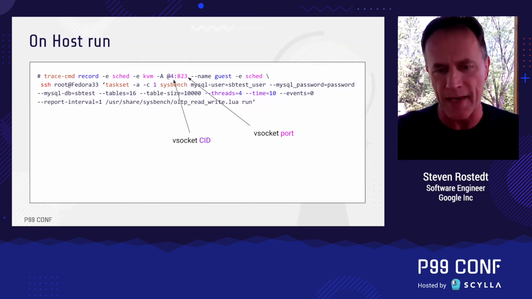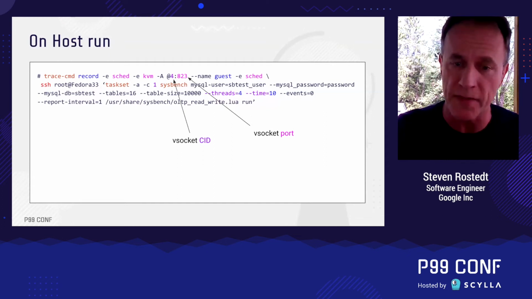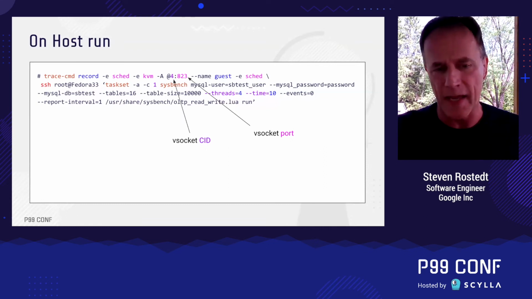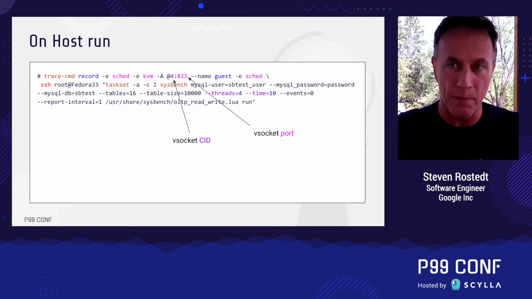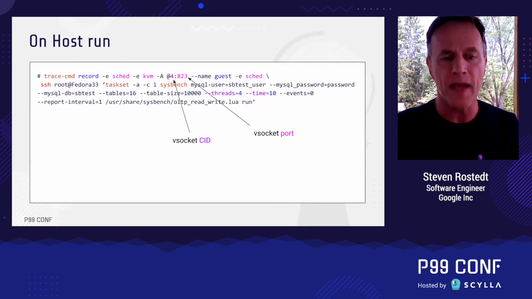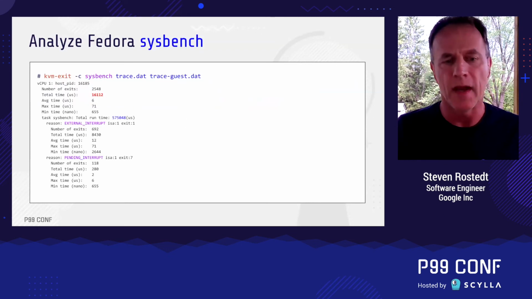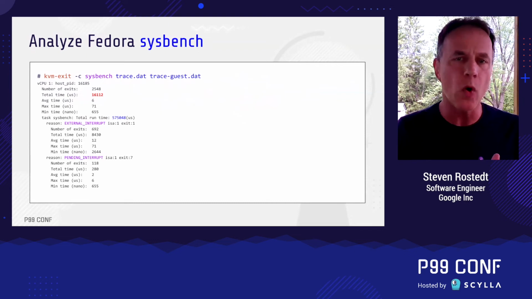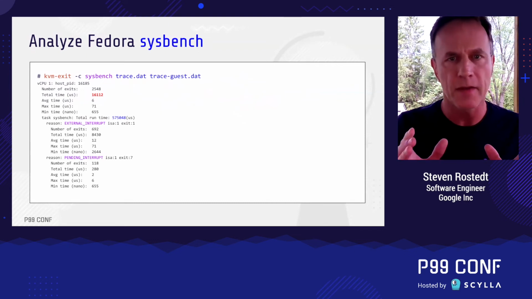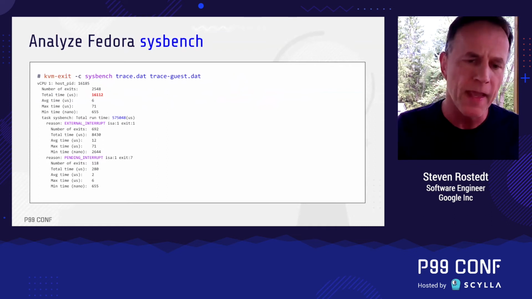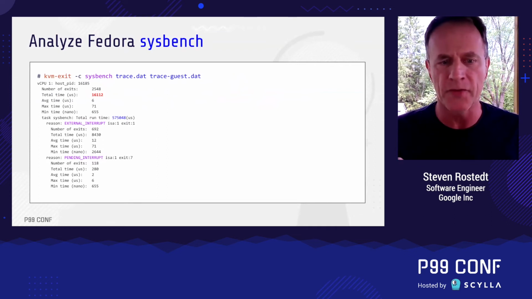That -e sched is telling the guest to enable all scheduling events. There are no KVM events up on the guest I have to worry about, so obviously I leave that out. Then again, I use SSH to tell the guest to run the benchmark. After that, for the KVM exit report that I'm running, I specify some more information. -c sysbench means I'm only interested in the sysbench application running on the guest. The -c is comm, which is a command line name. And here I have to pass in the two tracing files, the host file and the guest file as well.